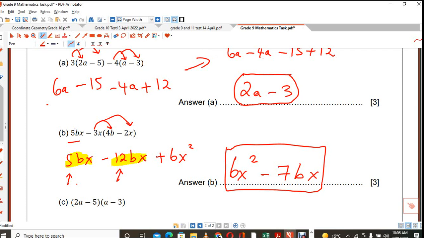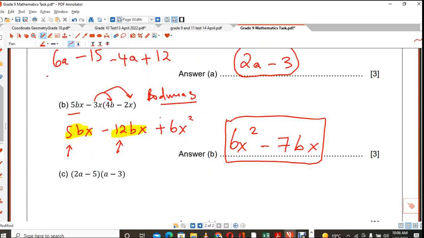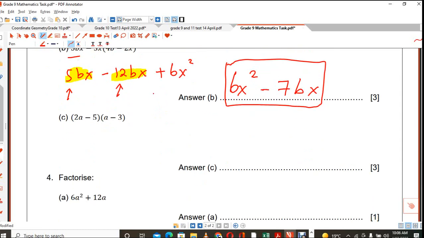Are we getting it? You cannot multiply that 5px. It's a term on its own. You first have to do multiplication. Remember, it's like BODMAS. Multiplication before addition. There are still people who don't know how to multiply binomials, these two brackets.